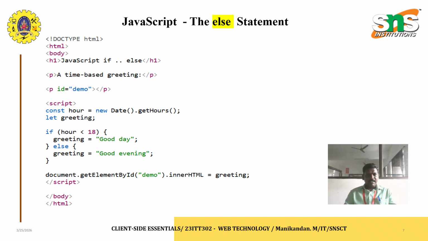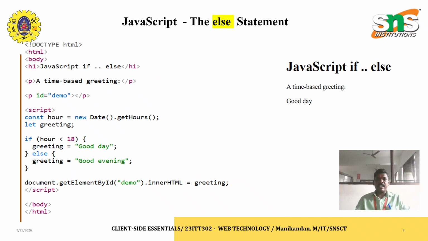For the else statement, we have the same hours example, whether it is a good day or not. Here it is checking the hour, getting the data from the Date function, and it will use the getHours function. Based on that hour, if it is less than 18, it will print good day. If it is greater than 18 hours, it will print good evening. In this example, we are checking with the current time, and based on that, it will display good day because it is less than 18.